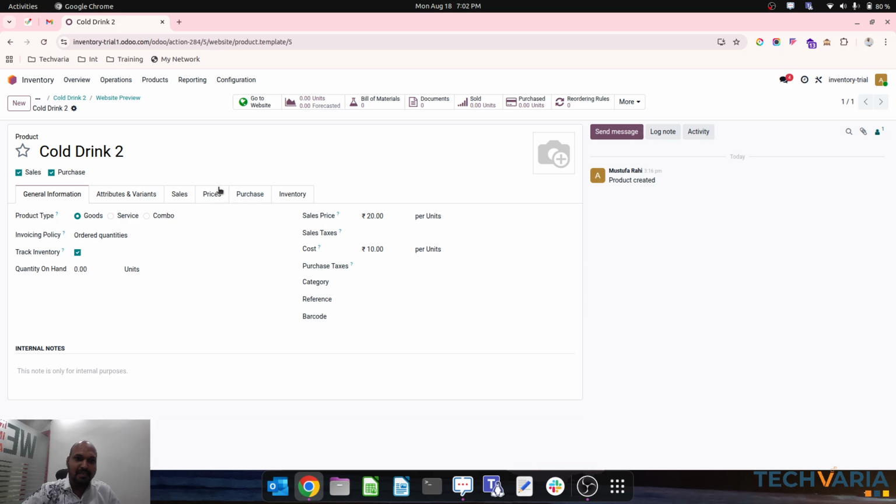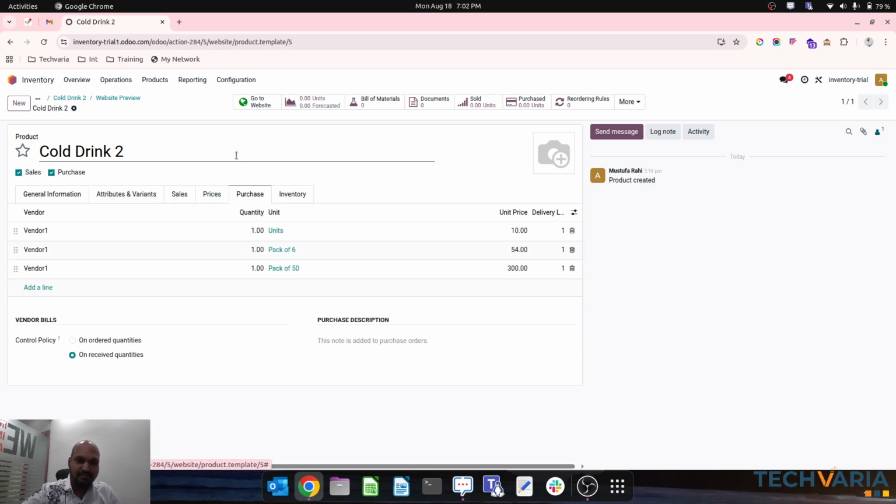Let me explore the second benefit, when you are making a purchase from your vendor, and the vendor is selling a single unit at a cost of 10 rupees. If you are converting into a pack of 6, earlier it used to be multiplied by 10, but now I can define my unit price. If I am buying a pack of 6, it will cost me only 54 rupees for the entire pack. If I am buying a pack of 50, it will give me an entire unit price of 300. This way I can entirely manage my costing with packaging from my vendor also.